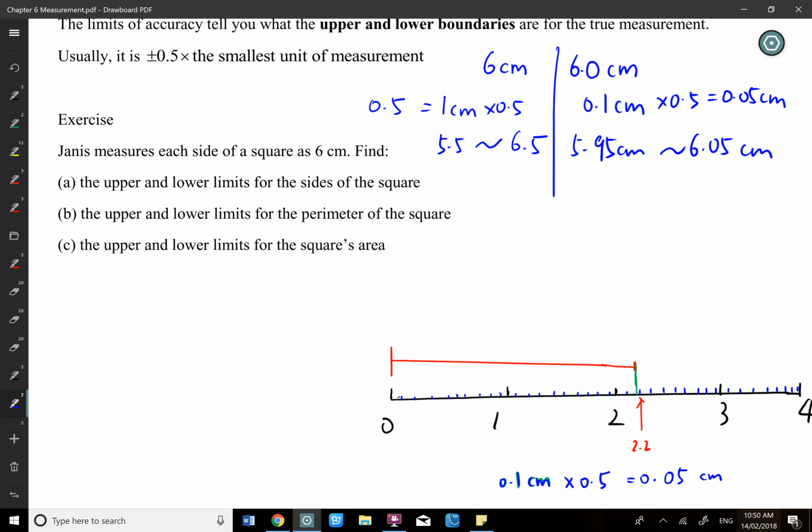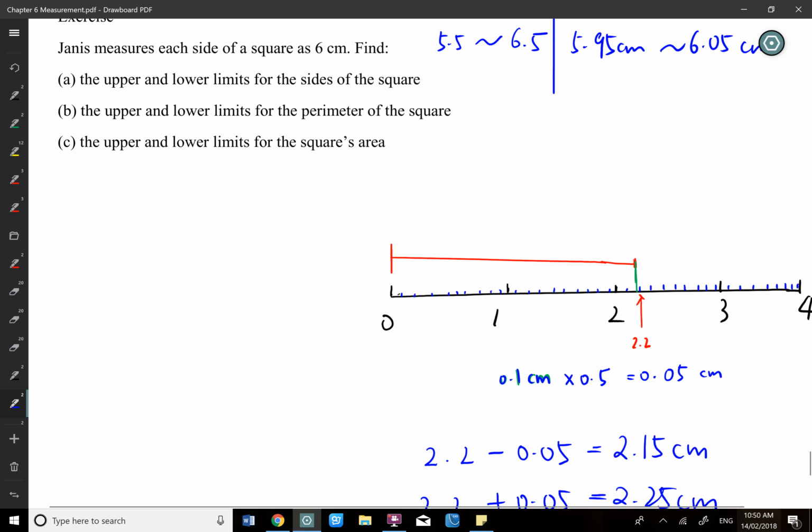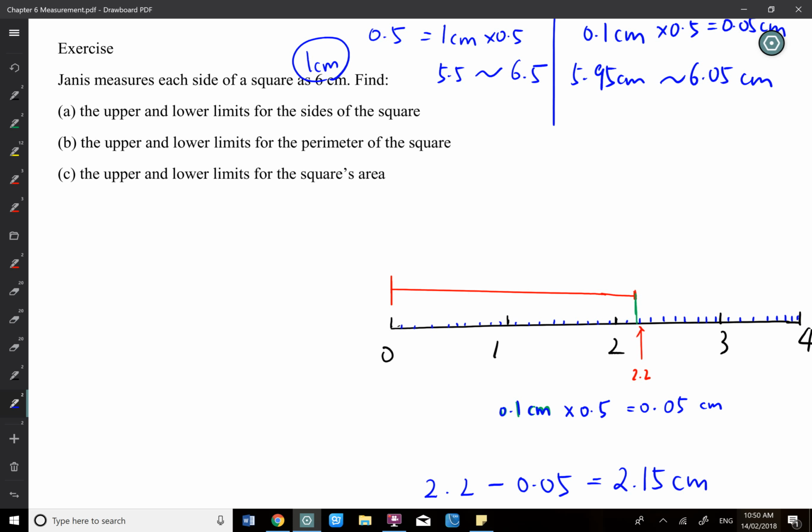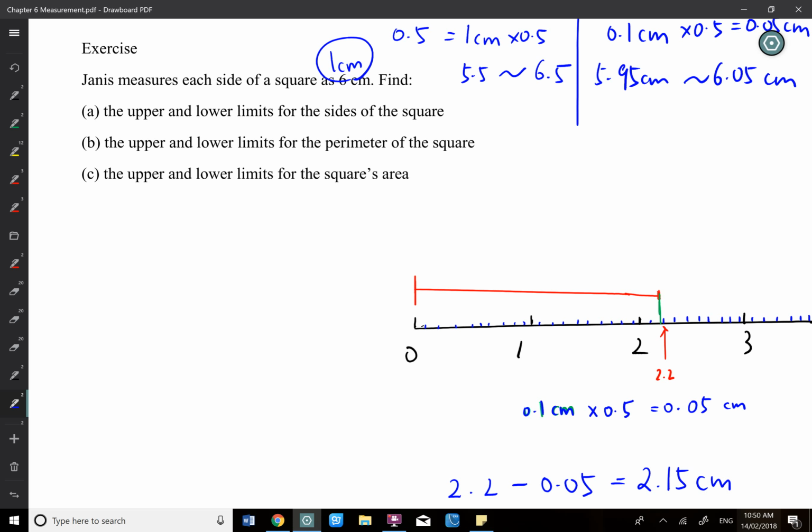Okay, exercise. James measures each side of a square as 6 centimeters. So the smallest unit we consider is 1 centimeter. We don't have a ruler, we may just have something to measure, there's only 1 centimeter, 2 centimeters, 3 centimeters. So the smallest unit we have is 1 centimeter. Find the upper and lower limits for the size of the square.